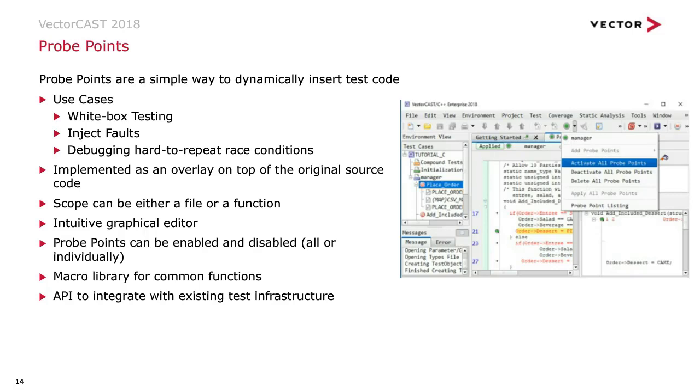ProPoints is a technology that allows you to take white box testing really to the next level. What we mean by white box testing here with ProPoints is that we're actually inserting little pieces of test code into the software itself and be able to do some things like inject faults, to be able to debug some hard-to-repeat race conditions, all of these things. But the ProPoints are in a nice overlay fashion. So you might have done this before. A good example of a ProPoint you might have implemented yourself is the good old printf, right?